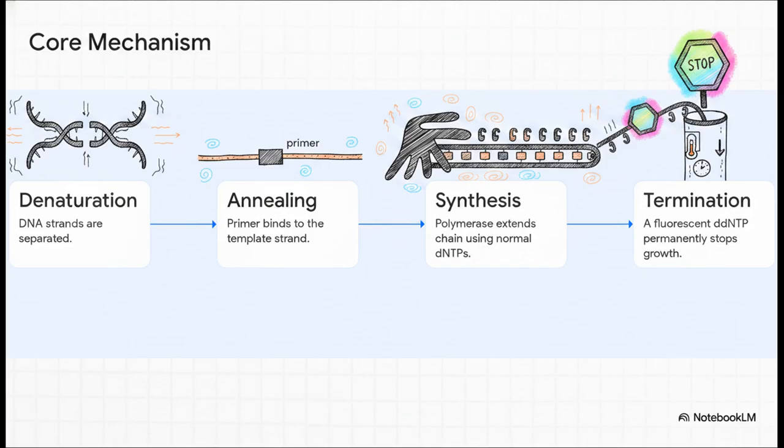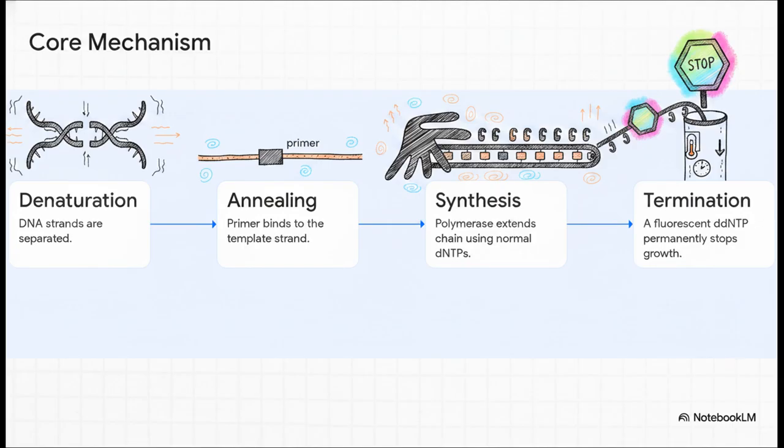It heats up to separate the strands. Then, primer annealing. It cools just enough for our starting block primer to bind to the template. Finally, DNA synthesis. It warms back up to the perfect working temperature for the polymerase.